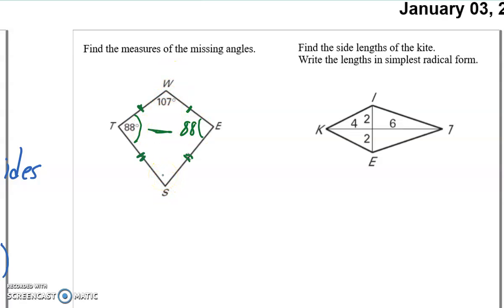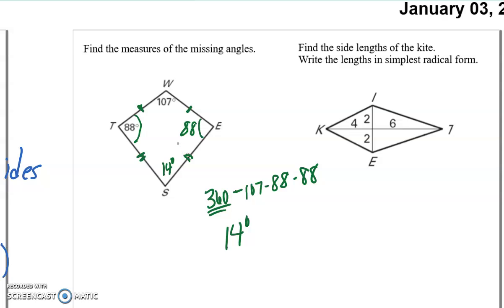And then we have to come up with how am I going to figure out what the missing angle is. So the missing angle is 360 minus 107, minus 88, minus 88. And that answer would be 14 degrees. Please remember where I got 360 from. It has four sides, makes two triangles. 2 times 180 is 360. So this would be 14 degrees.